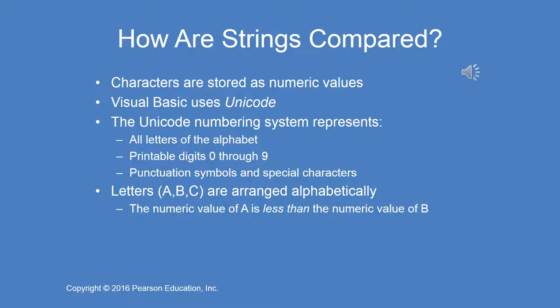Characters are actually stored as numeric values using Unicode. Unicode is a superset, which means it contains ASCII plus some additional special characters. That's not something you have to worry about, though. The compiler takes care of all that. But you should know that it uses numeric values of each of those letters. And the uppercase value of a letter is different than the lowercase value of a letter.